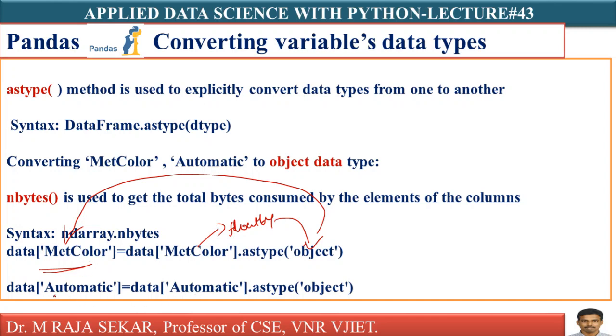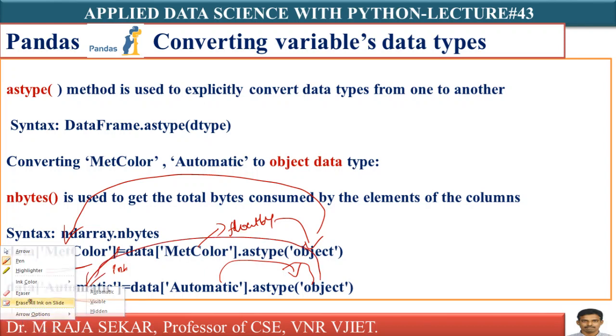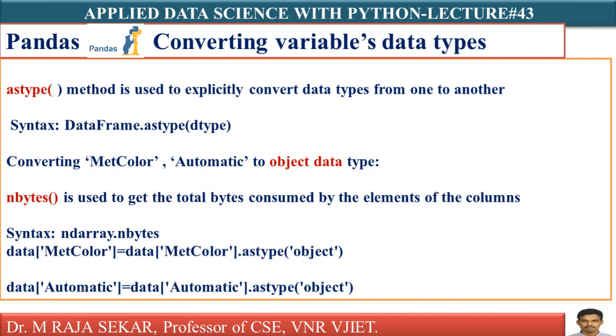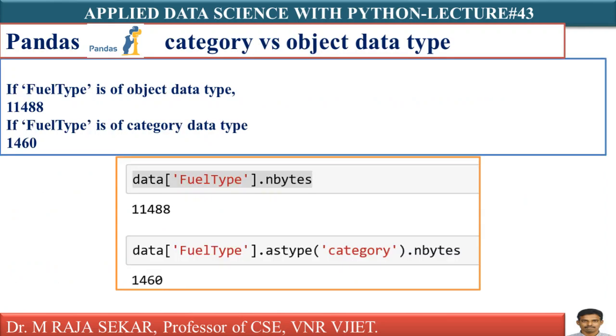In a similar manner, the automatic data type is int64. Now that is converted into object, and we are keeping it in the original data frame column. Therefore, the column automatic in the data frame data will be updated with the object type. Means we are converting metallic color and automatic gearbox, isn't it? Both of them we are converting into which type? Object data type. Now we will try to understand category and object data type.